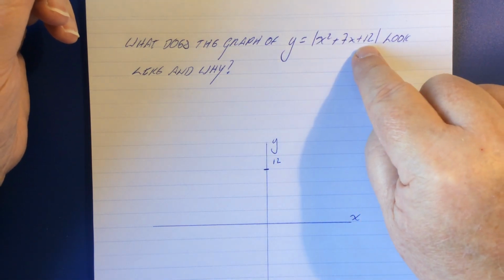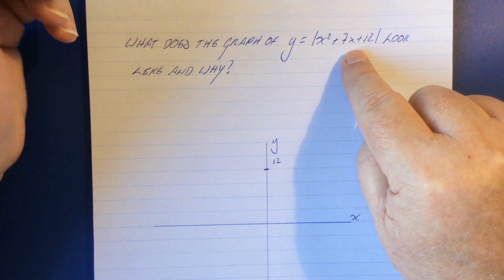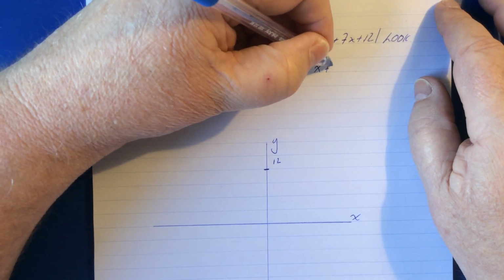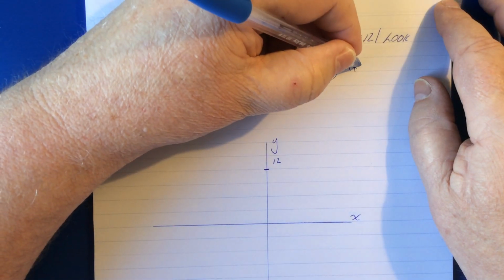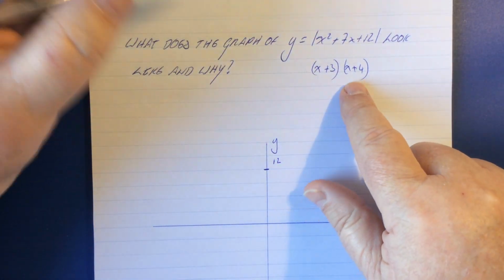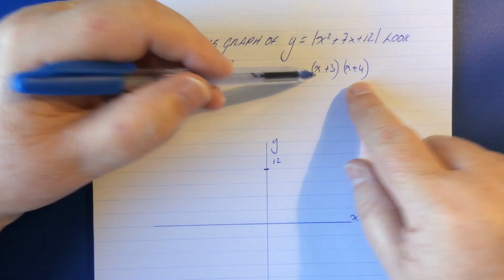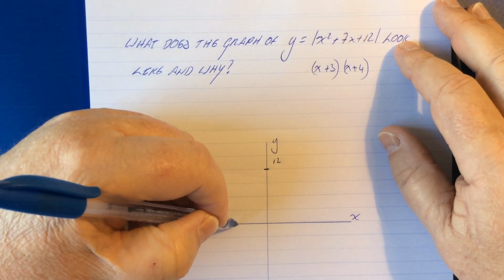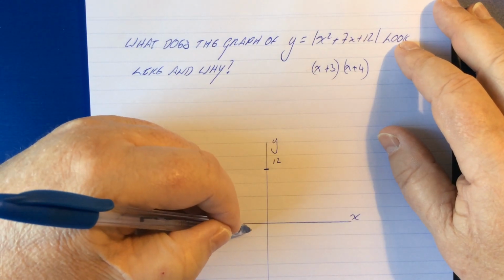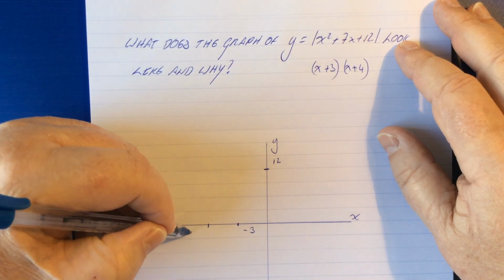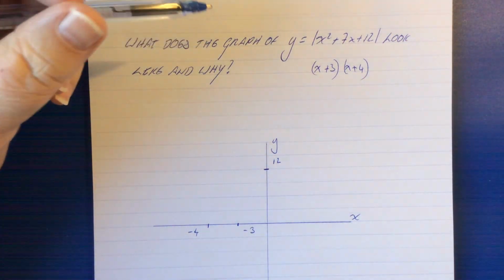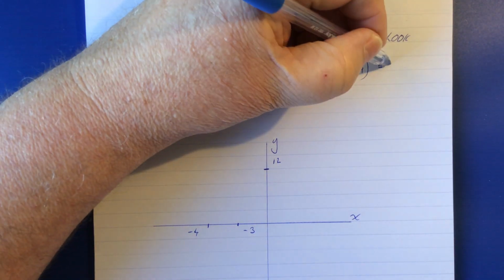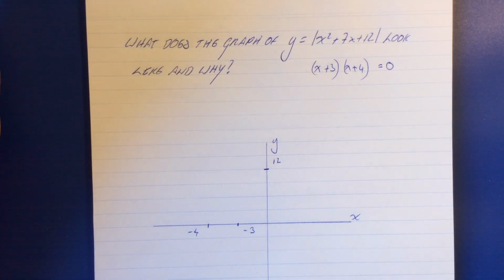If we factorize this, within these two lines, what we get is x plus 3 and x plus 4, and we're still in the business of making these equal 0 in order to find what the x-intercepts are. So we have two x-intercepts, one at -3 on the x-axis and one at -4. And so far there's nothing particularly odd about this.